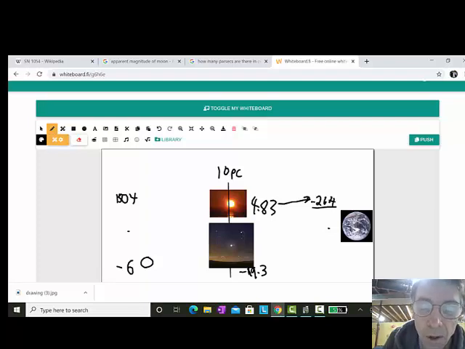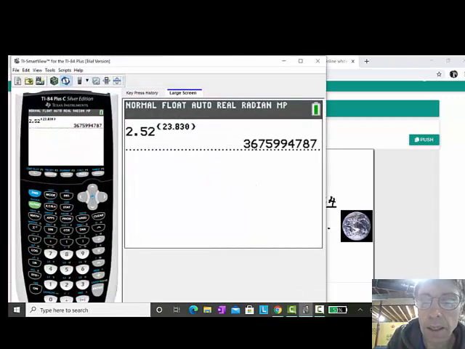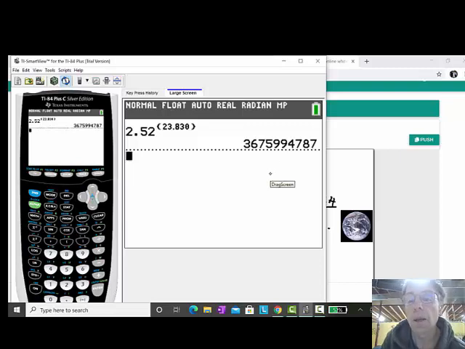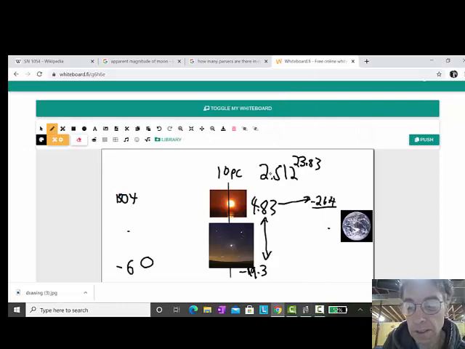But now there's a large difference between the brightness at minus 19.3 compared to 4.83. So if I took our 2.512, and the difference between 4.83 and minus 19.3 is 23.83, and I did that on my calculator, I got approximately 1, 2, 3, 4, 5, 6, 7, 8, 9 digits. So 3.6 billion times as bright as the sun is what a supernova is.